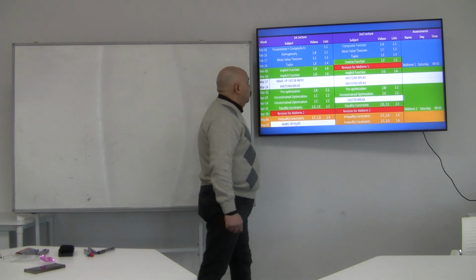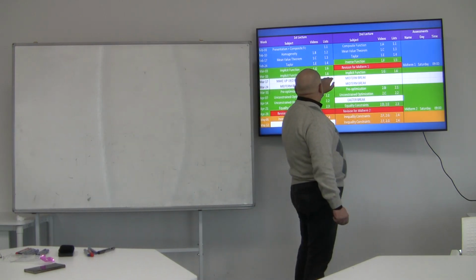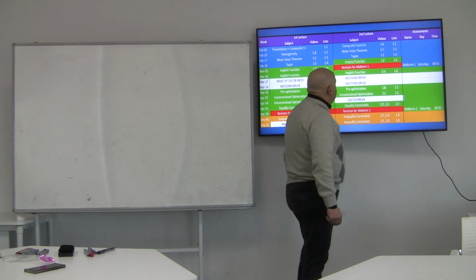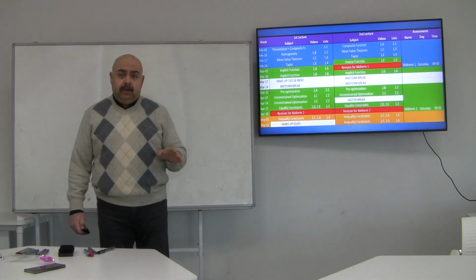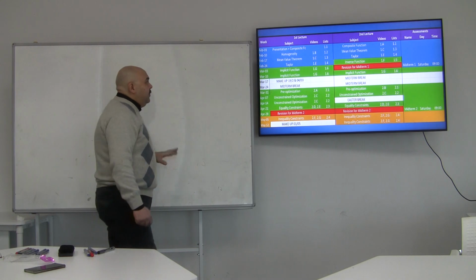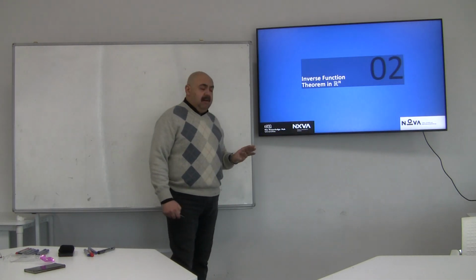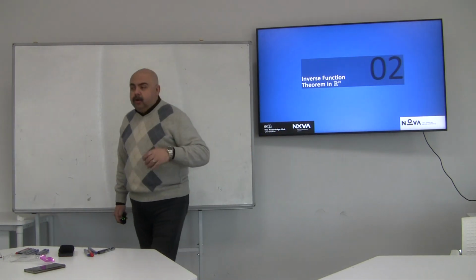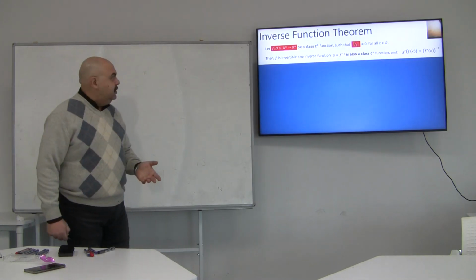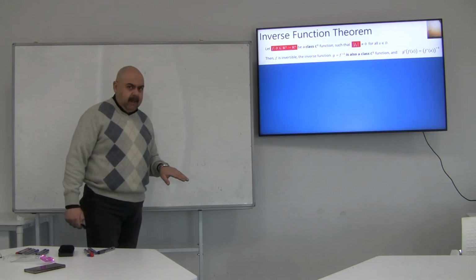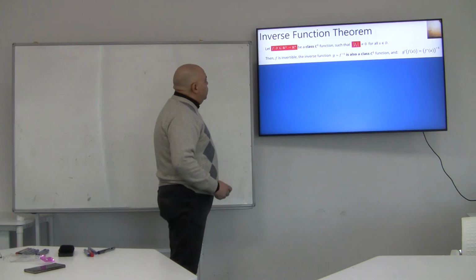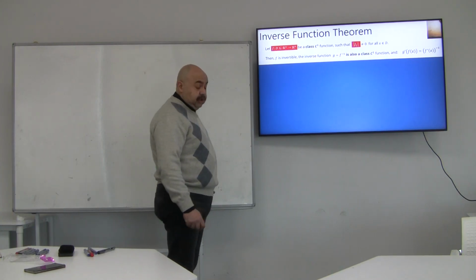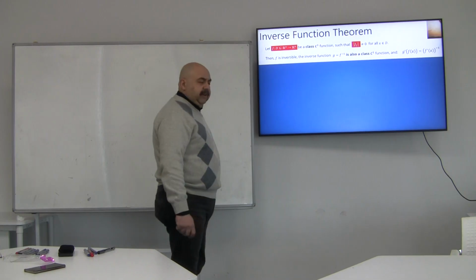Today, as I told you, we will continue on the inverse function. There is some part in it that we couldn't finish in the previous week. We had the introduction with R, but today I'm going to go through it with Rn. It's almost exactly the same methodology and theory of inversion, but with slight differences.